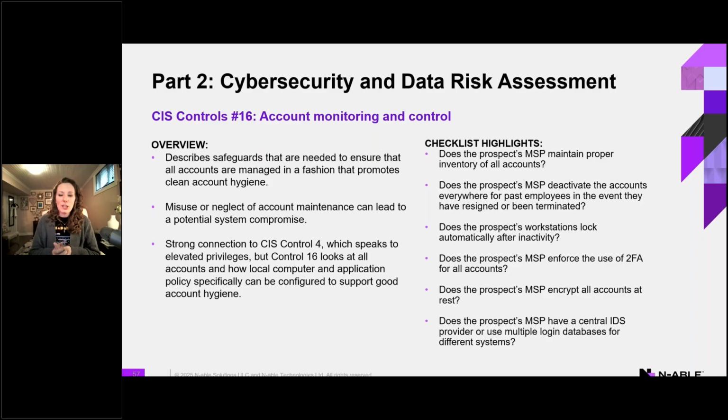But what we're doing here with number 16 is looking at all the accounts and how local computer and application policy specifically can be configured to support good account hygiene. So here we're looking at things like, does the prospect's MSP deactivate the accounts, pretty much everywhere, for past employees, in the event that they've resigned or been terminated or moved on for some other reason.